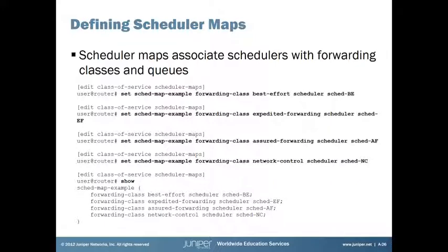This is the scheduler mapping. Scheduler maps associate schedulers with forwarding classes and queues. So this is us setting up a scheduler mapping, a forwarding class, and applying that scheduler to a particular queue. So if we take a look at the class of service scheduler maps, we've got forwarding class, best effort, and a particular scheduler that we have assigned to the queue. So each queue has got its own specified scheduler assigned to that queue.